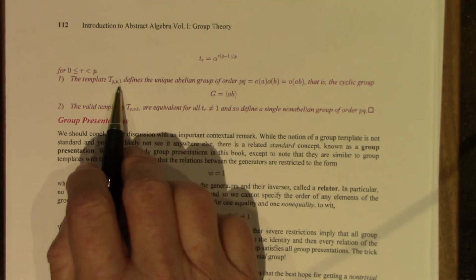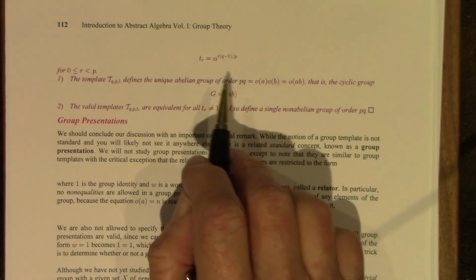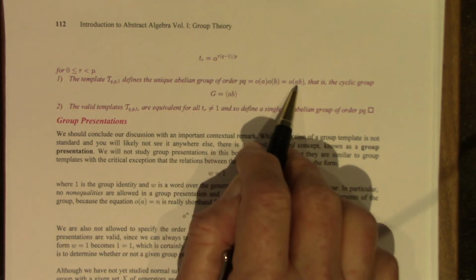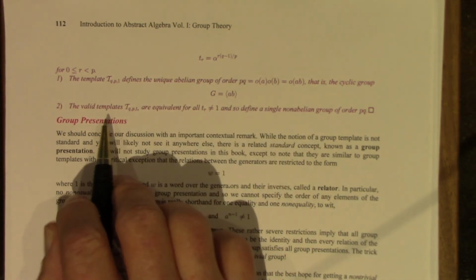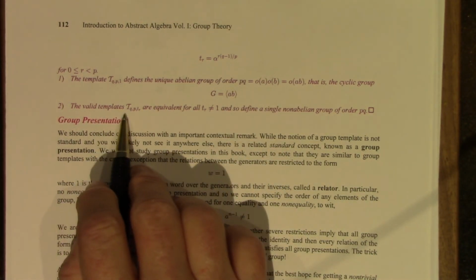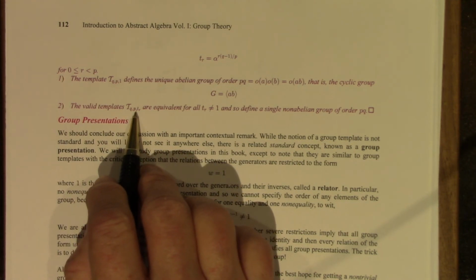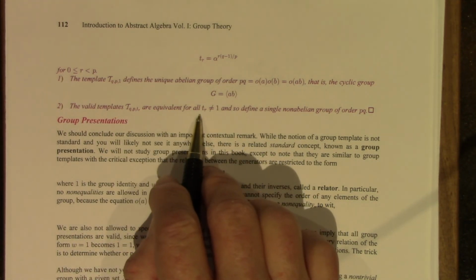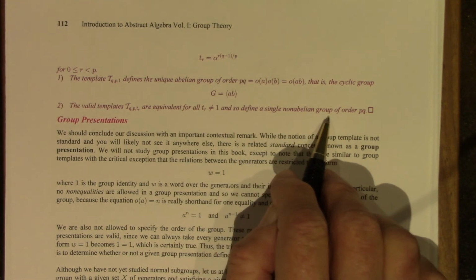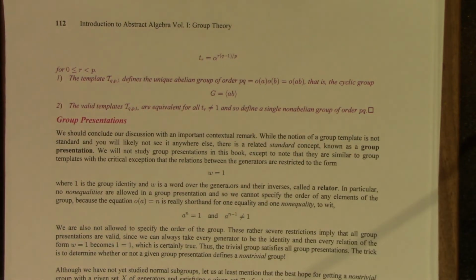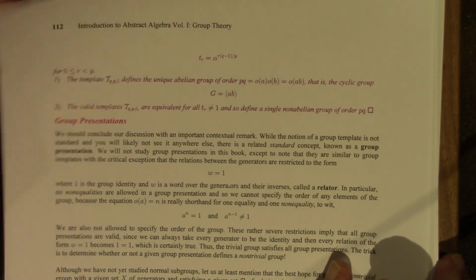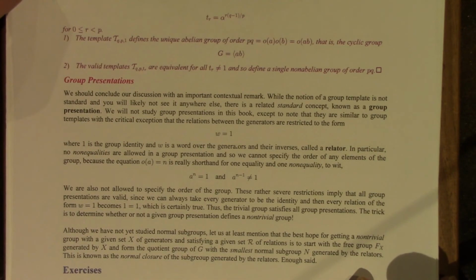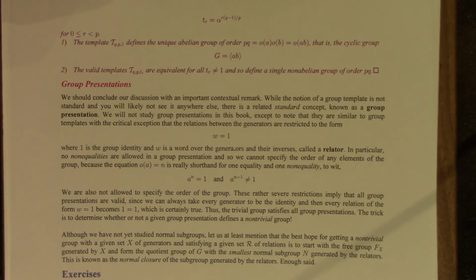This template with T equals 1 defines a unique abelian group of order PQ, and it's cyclic. The other templates, the valid ones, are equivalent, and they define a single non-abelian group of order PQ. Okay. And that's going to be, as I said, very significant in determining all groups of order PQ.